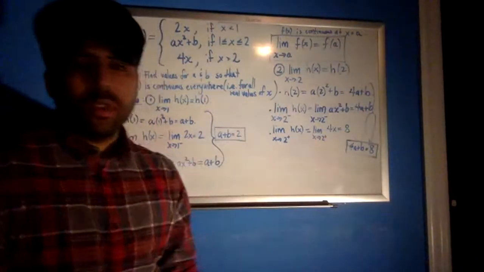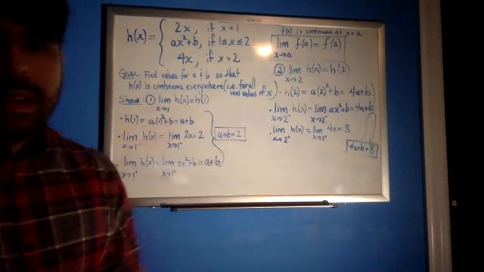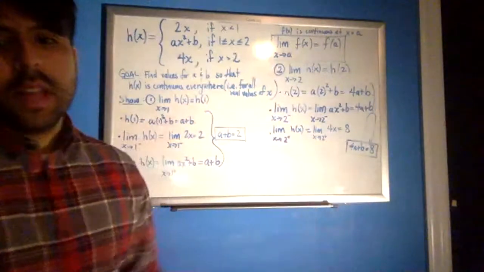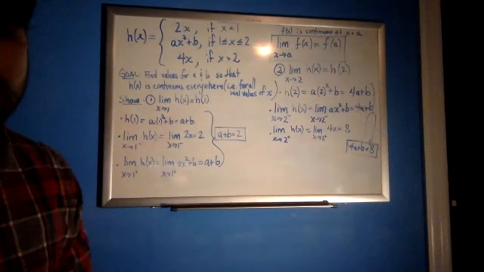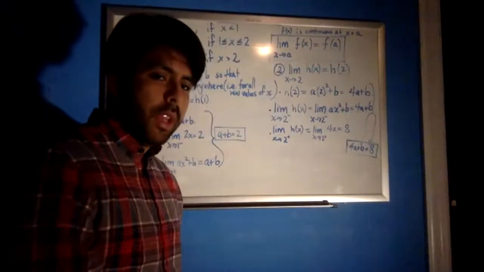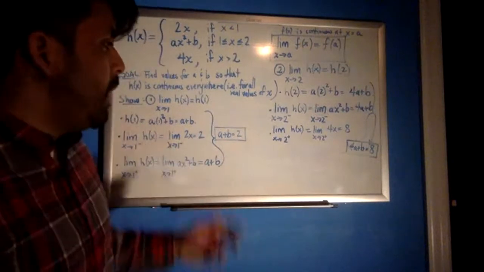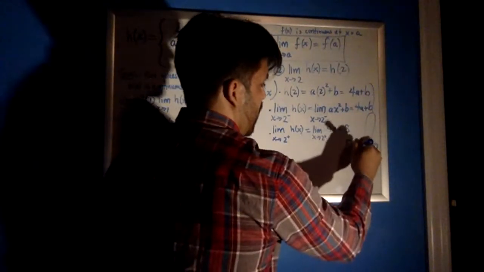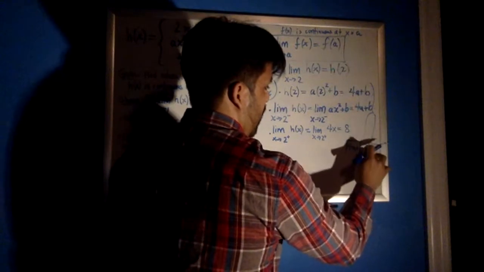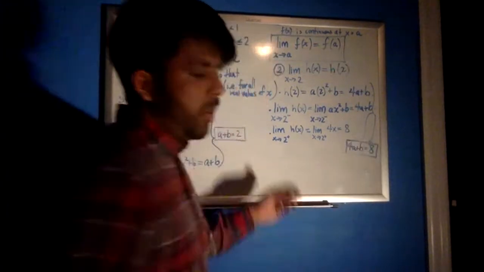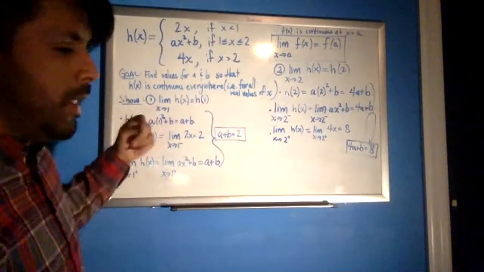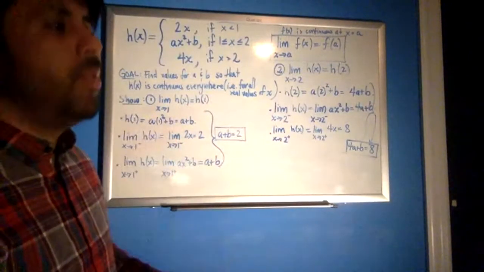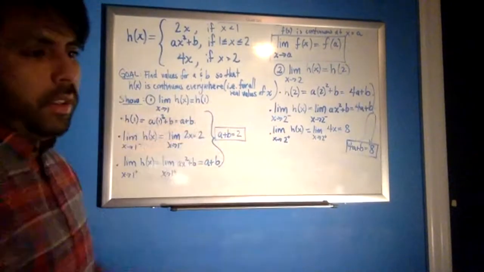I have two equations and I have two unknowns. So this is exactly a system of equations. So see, this is where algebra comes back into play. This is not an algebra exam, but you need algebra in order to do these things.